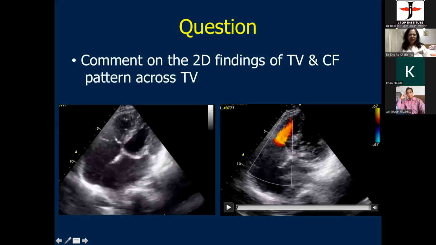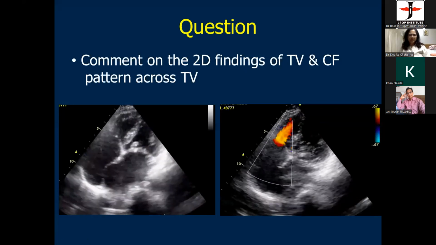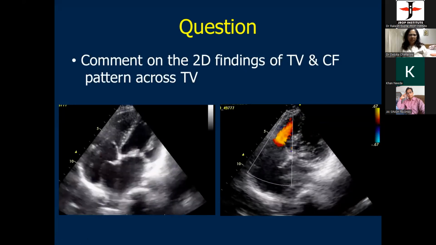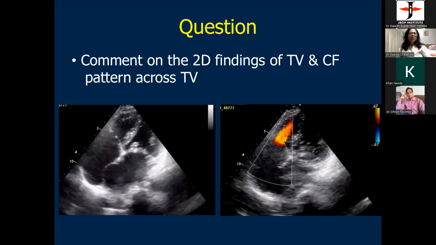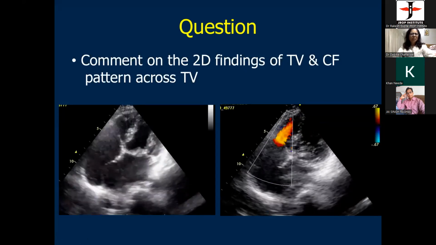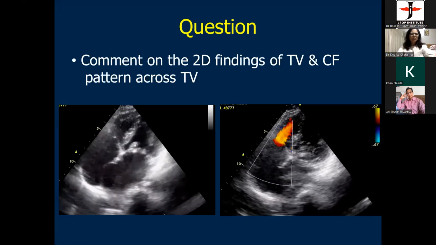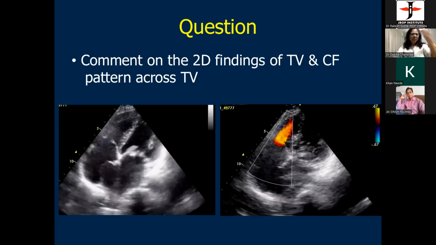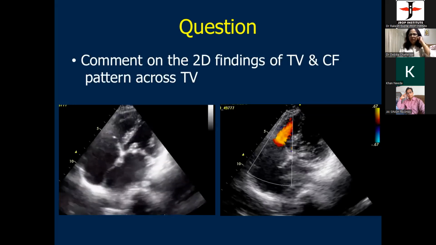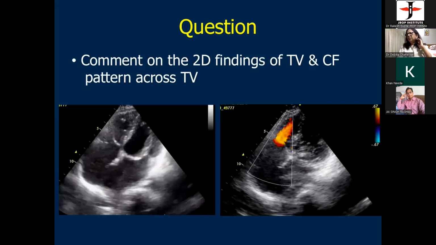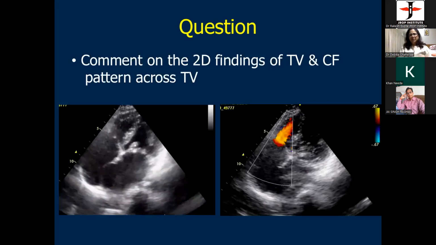Yes, ma'am. The motion of both the valves of the tricuspid valve is not equal, and they are not coacting. What type of description is it? What disease do you think? This is a case of tricuspid stenosis. Okay, so in stenosis, what are the findings you usually see in the mitral valve, in the tricuspid valve?